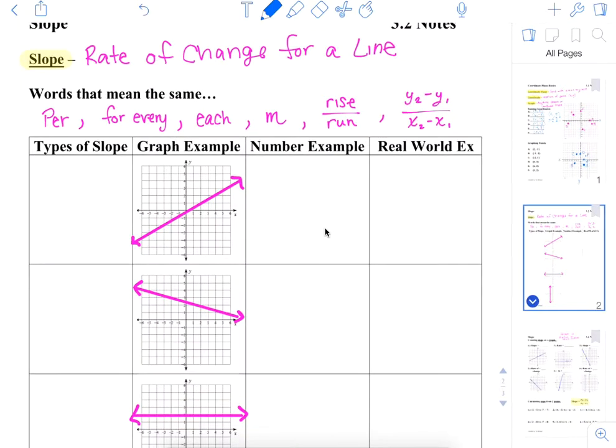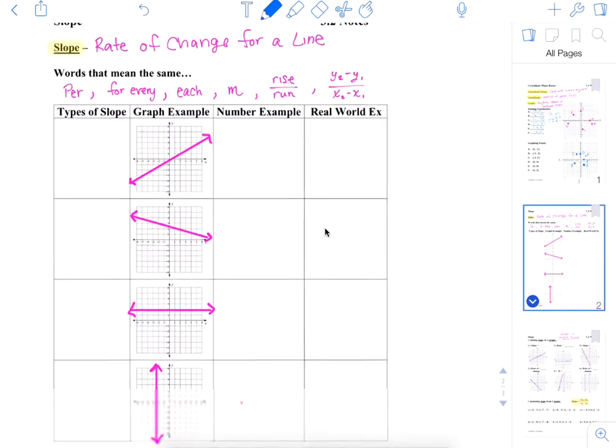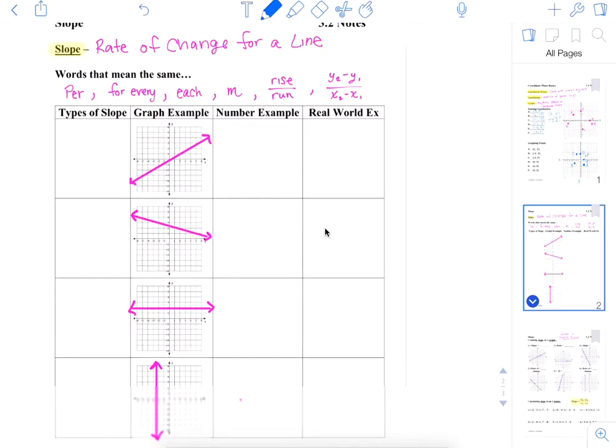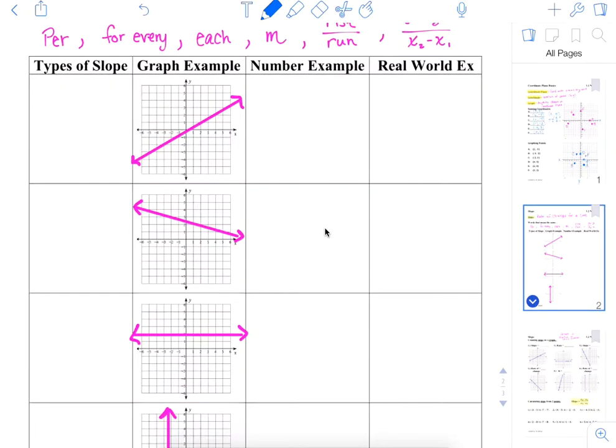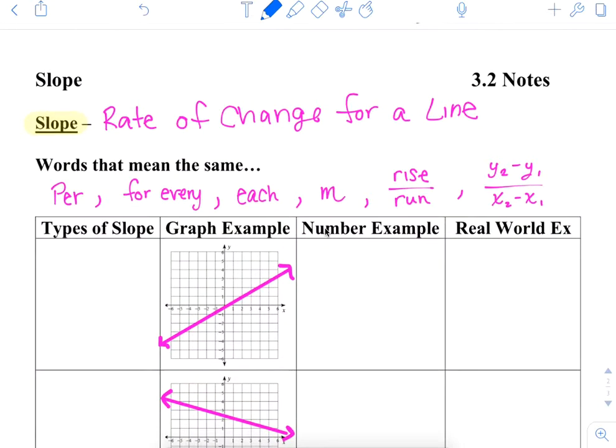All right, same idea. I'm going to zoom out. I want you to pause the video, write everything you see, and then we'll continue. Perfect. So let's go ahead and talk about slope. The actual definition of slope is the rate of change for a line. So it's how quickly or how slowly that line is going uphill, downhill, or flat. It's a way to describe incline.